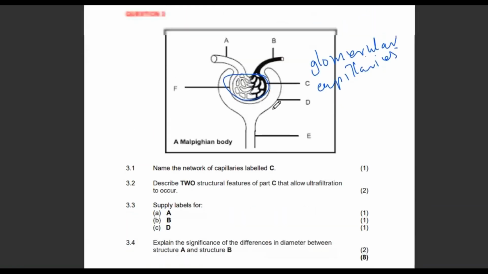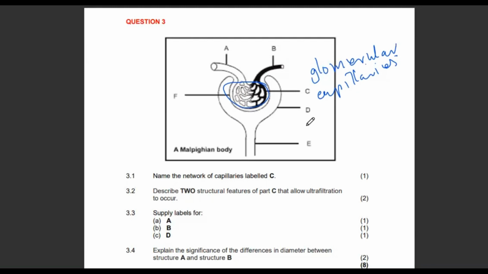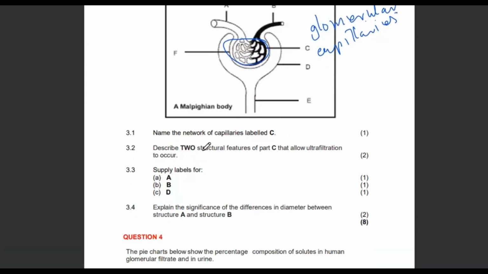And then they're saying, describe the structural features of part C that allow ultrafiltration. You guys, if you're using my book for distinction material, you will see that everything is there. Yes. So basically, the walls are thin. If these walls are thin, it means that it allows easy diffusion, short diffusion distance.